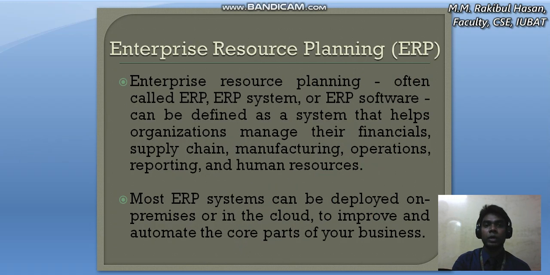First of all, what is Enterprise Resource Planning, or in short ERP? Enterprise Resource Planning, often called ERP, ERP system or ERP software. You can call it by different names: ERP, ERP system or ERP software. It can be defined as a system that helps organizations manage their financial, supply chain, manufacturing, operation, reporting and human resources.